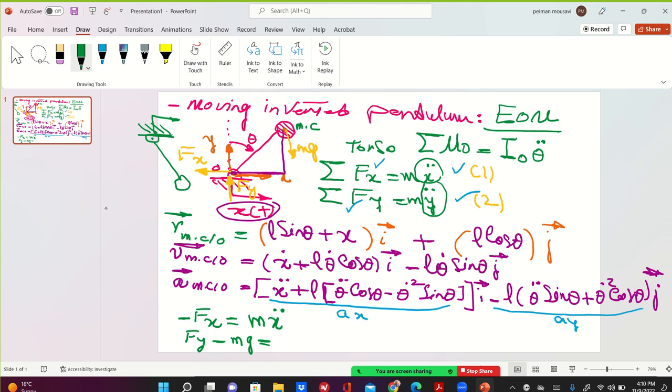No, minus mg, because you also have mg, that's right? And m y double dot. And we have these from here. Like at the hip joint, when you move, your torso can make angles, right? See what I mean?